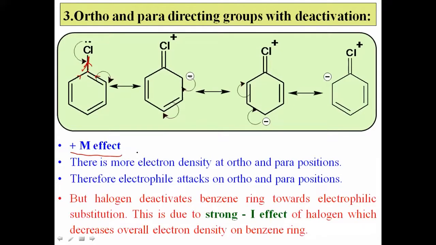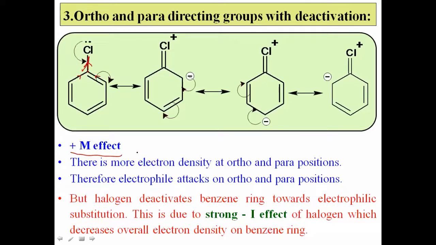Here that chlorine withdraws the electron towards itself, and therefore the electron density on the benzene ring decreases. And hence the reactivity of the benzene ring towards electrophilic substitution also decreases, a little lower than normal benzene. This is called deactivation. And thus halogens deactivate the benzene ring towards electrophilic substitution.